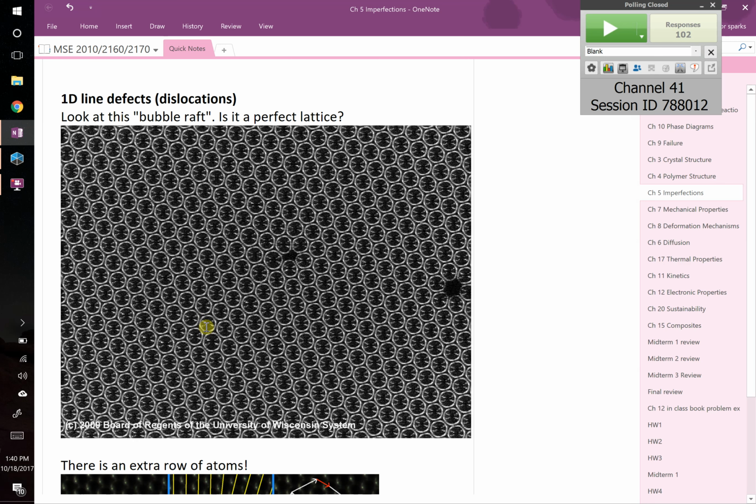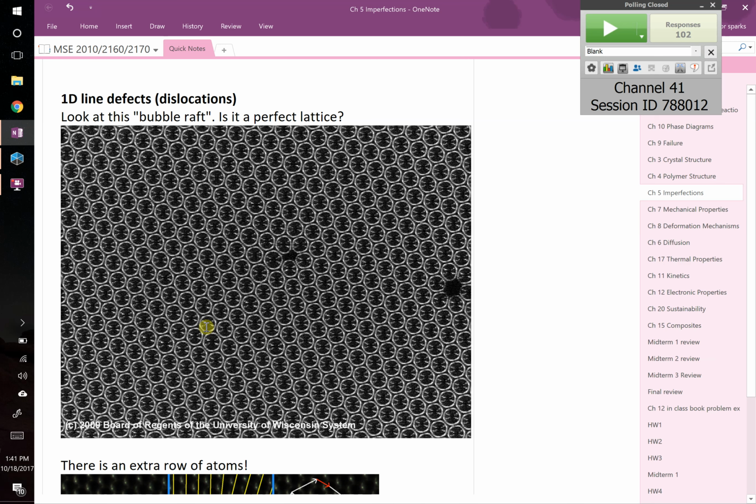So if you look in this picture, this is what's called a bubble raft. In the 50s, material scientists were all about those bubble rafts. They loved them. They didn't have the tools to look at actual atoms, so they had to make systems that behaved like atoms, and then they looked at those. So they made bubbles out of soap and water, and they said, these kind of behave like atoms. And when they created this raft or this crystal of bubbles, it's not perfect. It has problems.